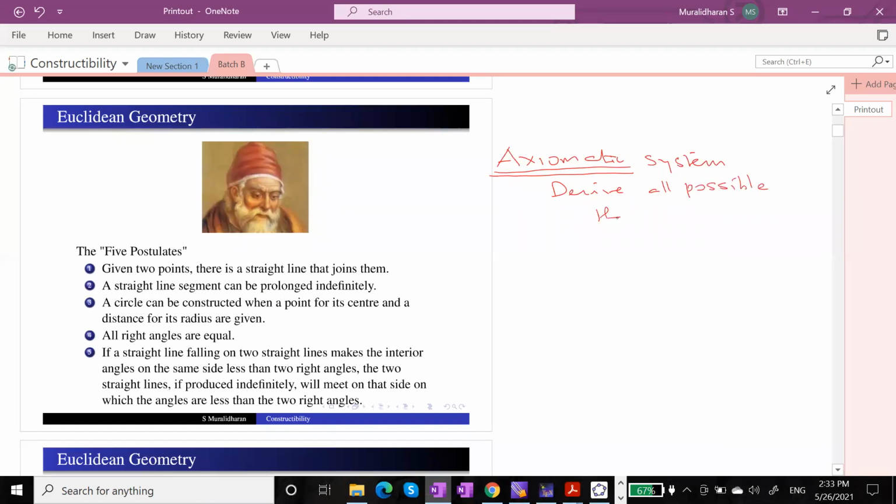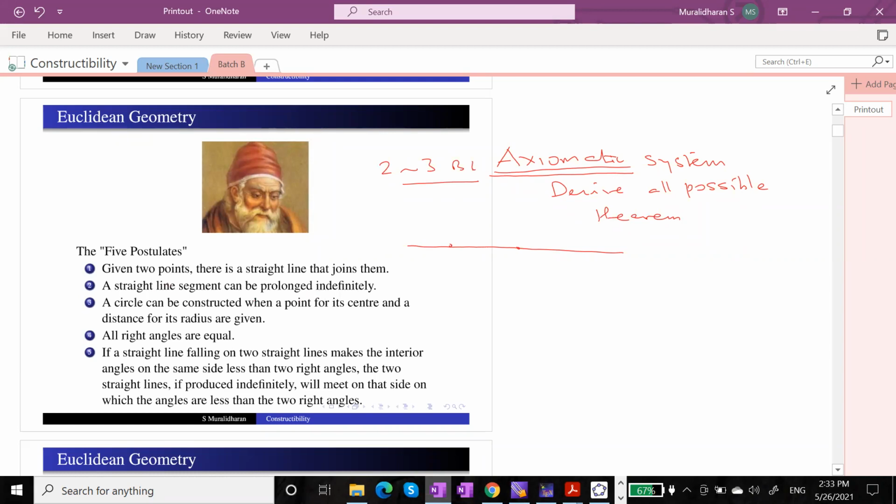So this is how the Egyptians, mostly Euclid, formulated the geometry. It was close to about 2 to 3 centuries BC. And they started with these 5 axioms. Most of them are extremely obvious. So given 2 points, there's a straight line joining them. I have 2 points and I can always join them by a straight line.